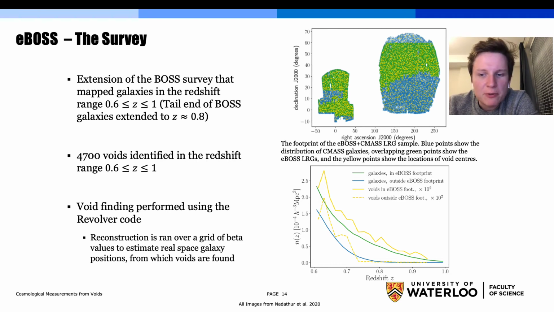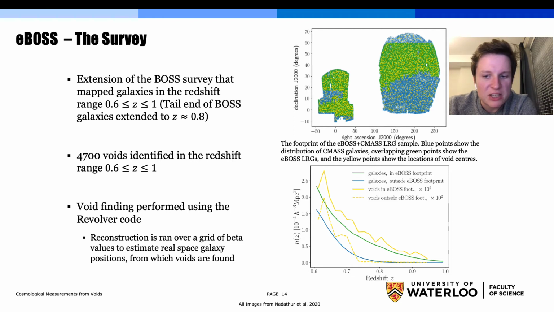To correctly account for void finding in redshift space, this code first uses a redshift-space distortion removal reconstruction technique to estimate the real-space galaxy positions, from which voids are then found. This is done as it's been shown that void finding in redshift space leads to selection biases in the sample. We can get around these selection biases by using this reconstruction technique. The reconstruction requires a grid of data values on which it is run. So REVOLVER handles this by running reconstruction over this whole grid and void finding on these reconstructed positions.